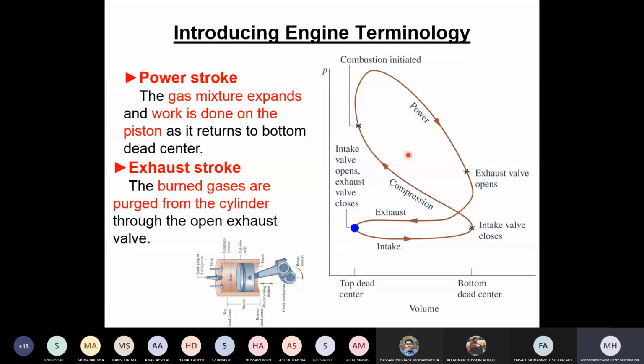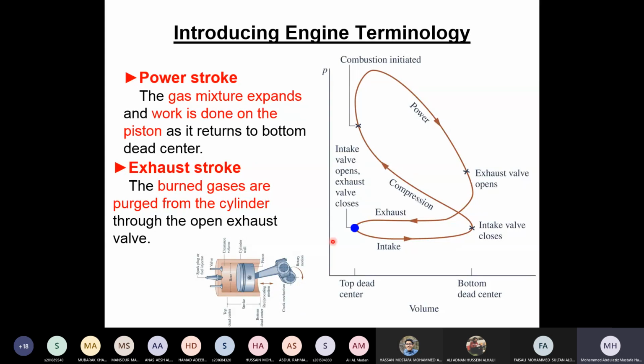But let's do one thing here. How many strokes do we have? A stroke, as I mentioned, is the movement from this position to this position, or vice versa. How many strokes? Four strokes. So this is one stroke, second stroke, third stroke, fourth stroke. This is why we call it a 4-stroke engine. 4-stroke means that the cycle occurs in 4 strokes.